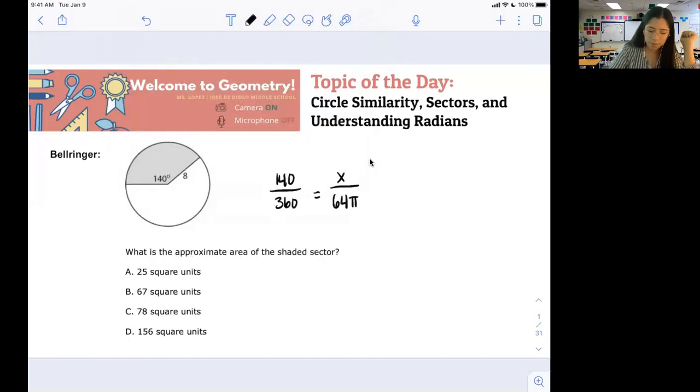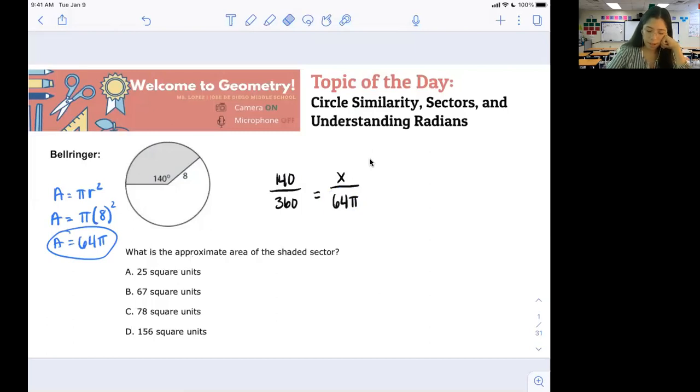Now, where did you get 64 pi from? What's this? The area of the whole circle, yeah, because the area is pi r squared. So the area of this circle is pi times 8 squared, which is 64 pi. So we have the area of the whole circle.